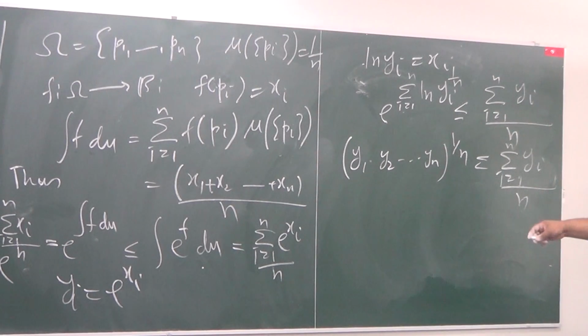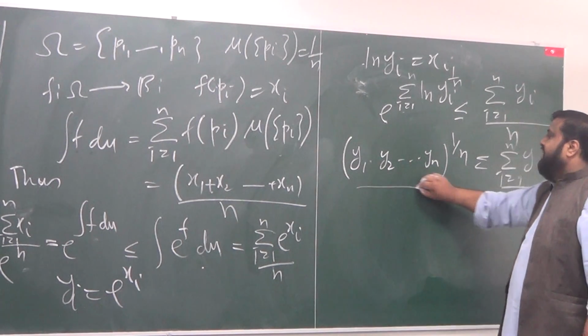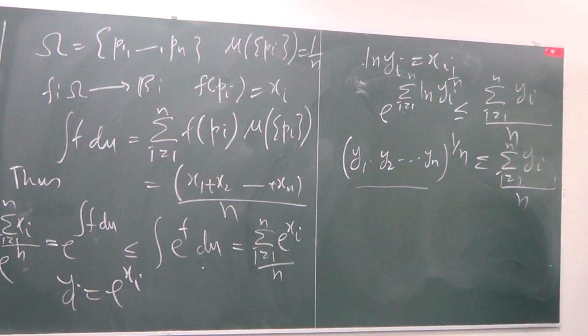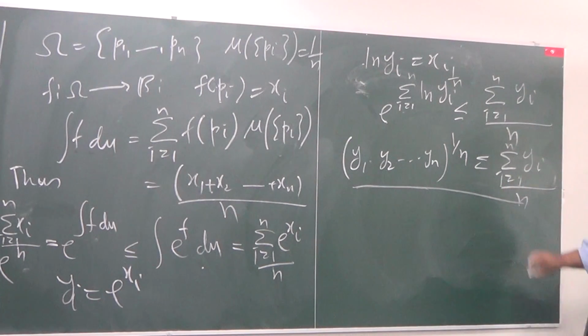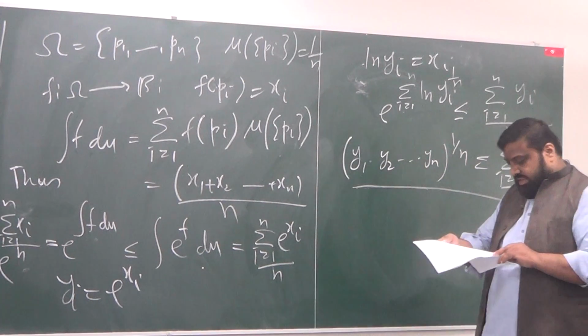So what this inequality is showing you is that the geometric mean of the n numbers is less than or equal to the arithmetic mean. Something that we know from our basic mathematics actually: the geometric mean is always less than or equal to the arithmetic mean. It's true here.